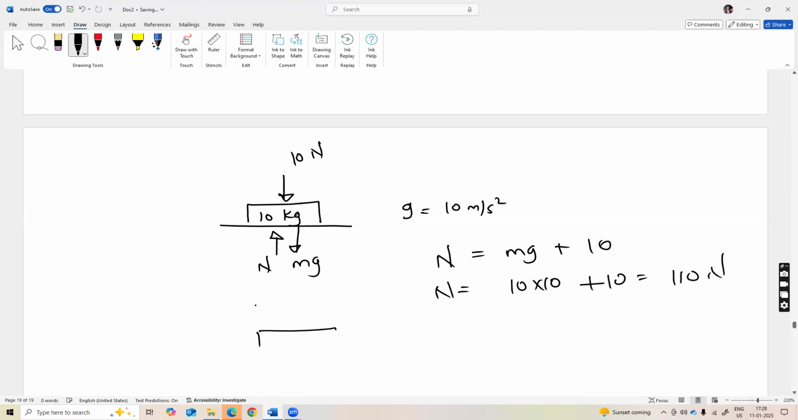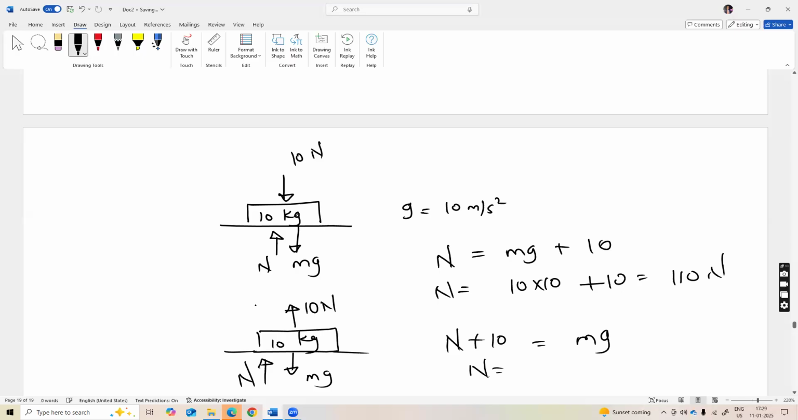Similarly, if there is again a 10 kg mass on the ground and a force of 10 Newton acting upwards, in this case mg is acting downwards and normal reaction is acting upward. So here N plus 10 will be equal to mg. In this case N will be equal to 100 minus 10, that is 90 Newton.